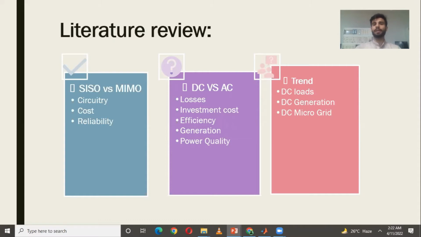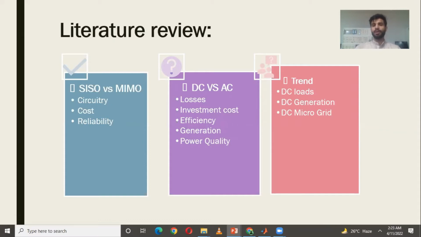If we talk about the comparison between DC and AC, AC has losses due to inductive and capacitive effects during transmission, but in DC, these losses are negligible. The investment cost in AC, such as to build a hydropower plant or other power plants which produce AC, is much higher, but for DC, investment cost is reduced. The efficiency of DC is very much higher as compared to AC.